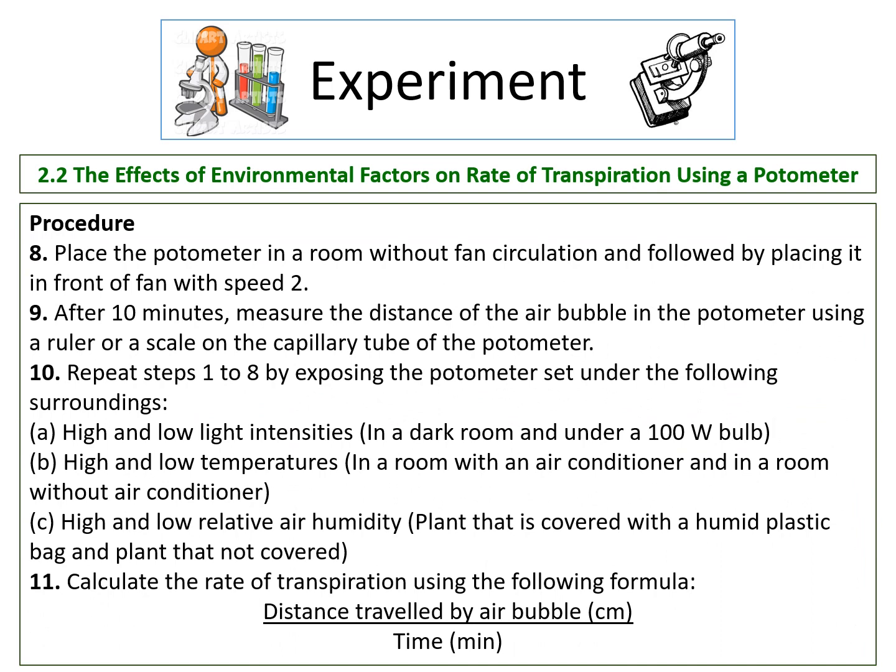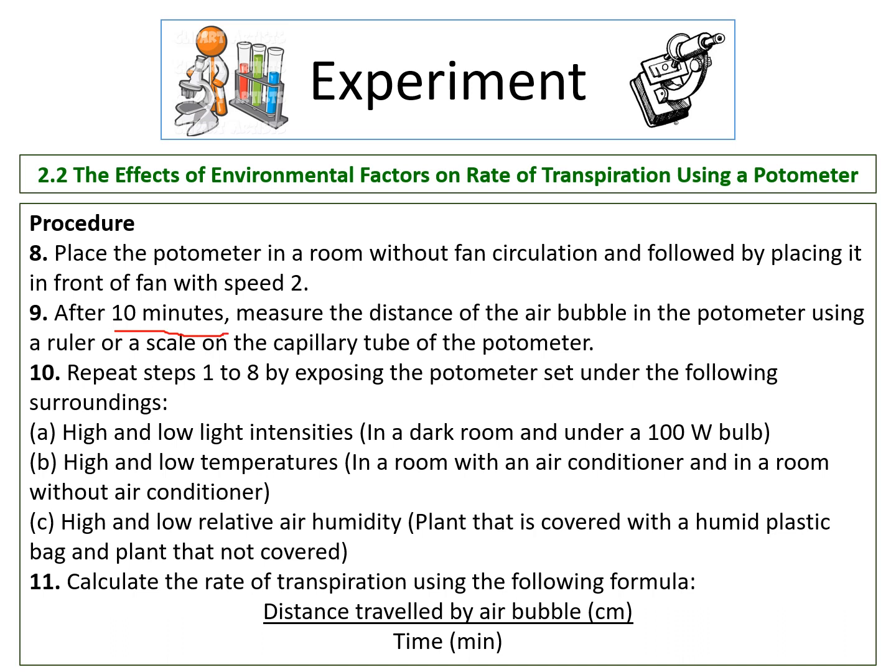Procedure number 8. Place the photometer in a room without fan circulation and follow by placing it in front of the fan with speed 2. Okay, this one is to study the effect of air movements. After 10 minutes, measure the distance of a bubble in the photometer using a ruler or a scale on the capillary tube of the photometer. After 10 minutes, we fix it to 10 minutes.